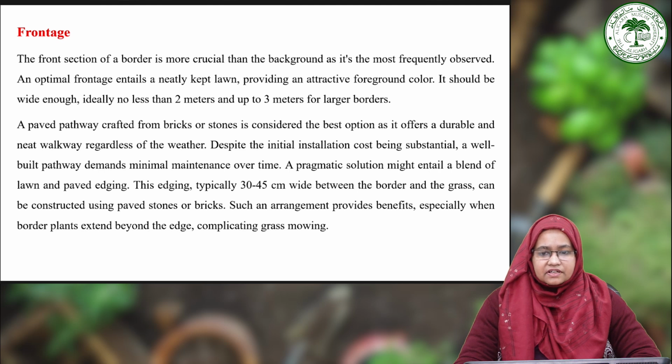A properly constructed walkway requires minimum maintenance over time. A practical compromise could involve using a combination of both lawn and paved edging. This edging, typically 30 to 45 cm in width between the borders and the grass, may be constructed using paved stones or bricks. This setup offers advantages particularly when some plants in the border extend beyond the edge, making grass mowing challenging.